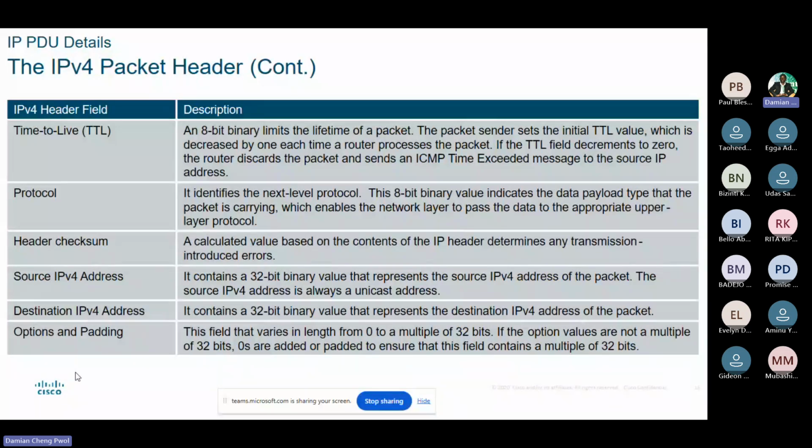This field varies in length from 0 to a multiple of 32 bits. If the option values are not a multiple of 32 bits, 0s are added or padded to ensure that this field contains a multiple of 32 bits. We've heard of things like padding. The padding is an area where it mustn't be 0 in terms of what has been added to the packet. So anytime it's not a multiple of 32 bits, it has to be padded, and the padding will be attached to the packet before it's transmitted.